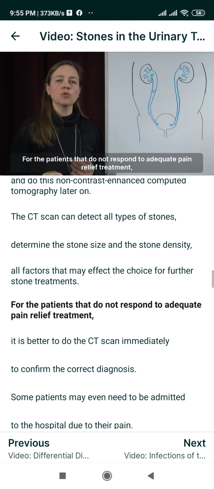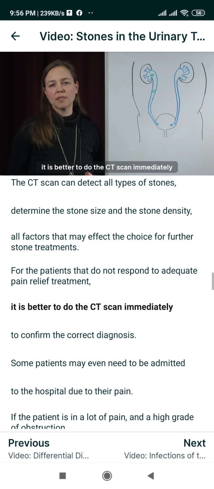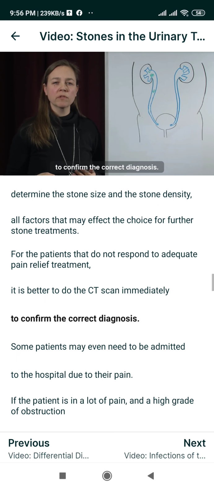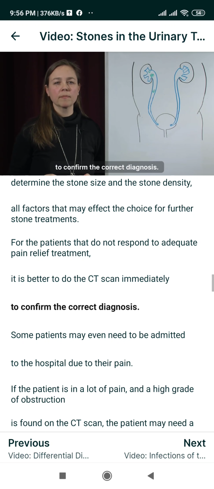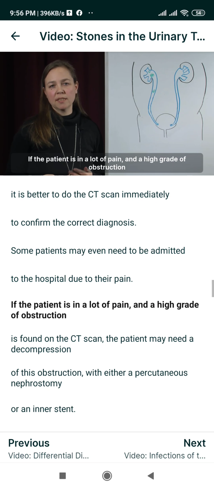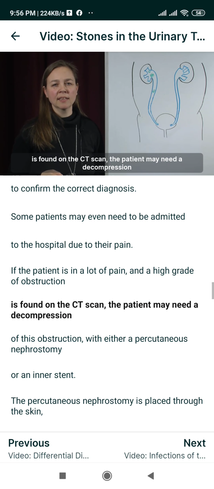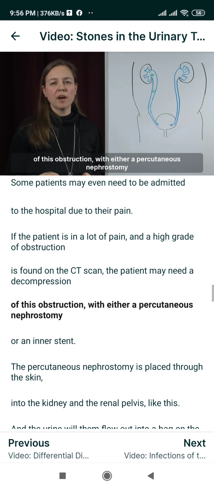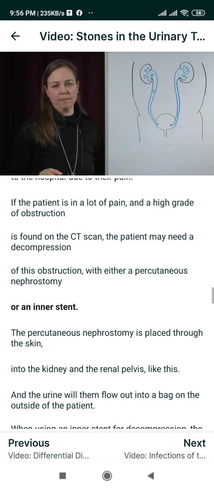For the patients that do not respond to adequate pain relief treatment, it is better to do the CT scan immediately to confirm the correct diagnosis. Some patients may even need to be admitted to the hospital due to their pain. If the patient is in a lot of pain and a high grade of obstruction is found on the CT scan, the patient may need a decompression of this obstruction with either a percutaneous nephrostomy or an inner stent.